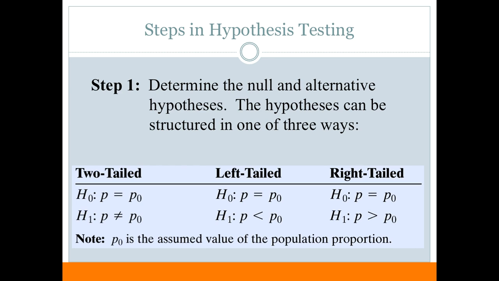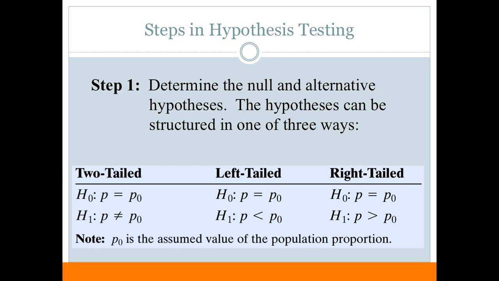So step 1 is to determine the null and alternative hypotheses. And again, they can be structured in one of three ways. Now you'll notice the only difference between these is that we have p's instead of just the word parameter, because we're talking about a population proportion. So the null hypothesis is the same for all of our tests, which is that p is equal to p naught, and p naught is going to be some value. It's just the assumed value of the population proportion. So it's whatever we believe to be true.